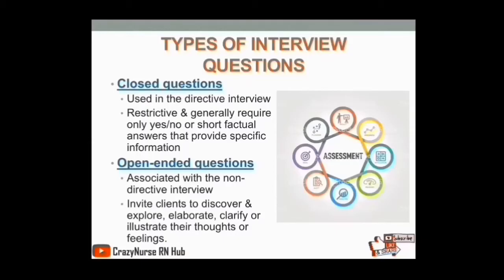On the other hand, open-ended questions are associated with a non-directive interview. It invites clients to discover and explore, elaborate, clarify, or illustrate their thoughts or feelings. An open-ended question specifies only the broad topic to be discussed and invites answers longer than one or two words. Such questions give clients the freedom to divulge only the information that they are ready to disclose. The open-ended question is useful at the beginning of an interview or to change topics and to elicit attitude.